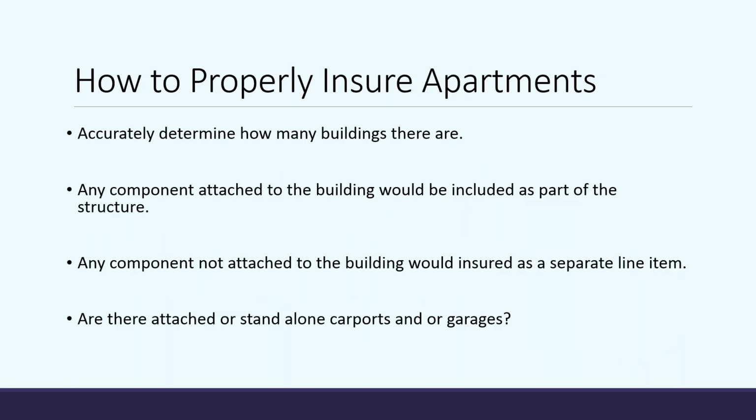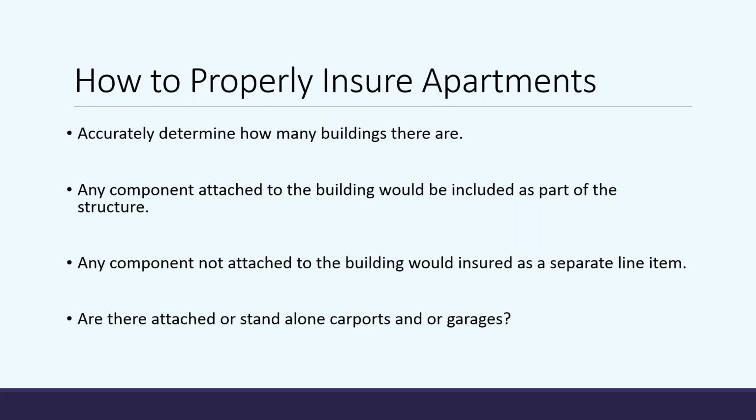Okay, so how to properly insure an apartment. We need to accurately determine how many buildings there are. One building, great. If there are multiple buildings, we have to determine if it is truly multiple buildings, as in there's 2, 3, 4 buildings, or is it one building that looks like multiple buildings because it's connected by a common roof. I have some pictures in the coming slides that we can go into in a little more depth to see what I'm talking about here.